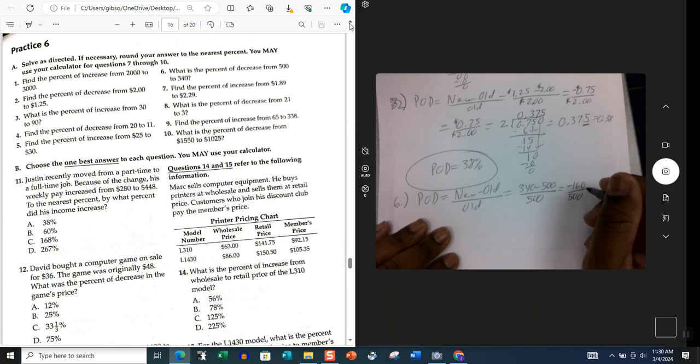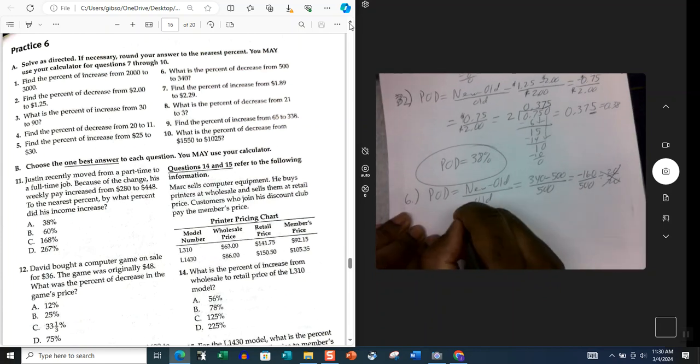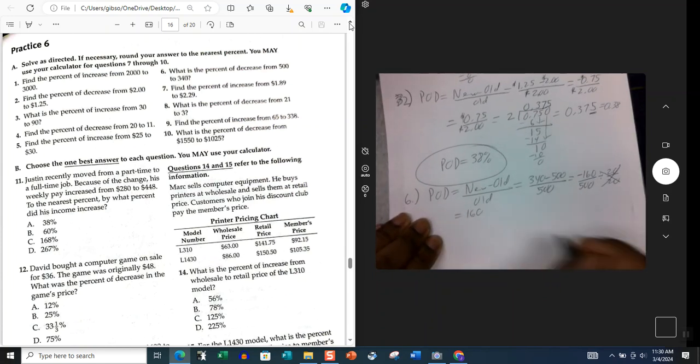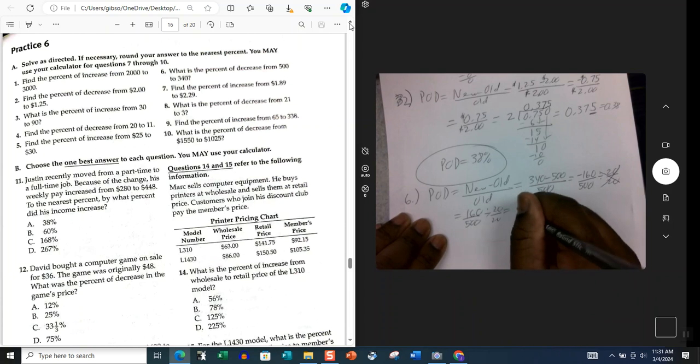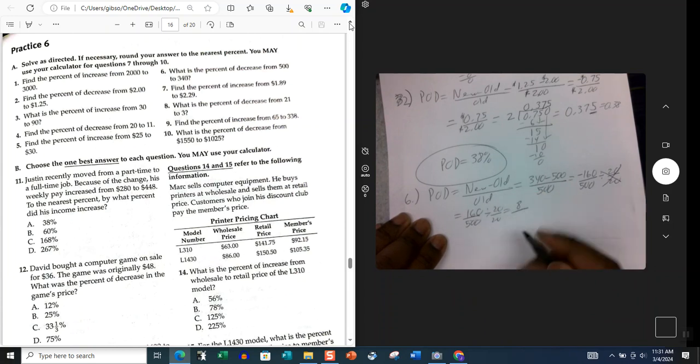both of these by, let's do 20. We could divide both of these by 20. Well, first, you know what? Let me drop the negative sign first. So it'll be 160 over 500. We divide both by 20. And this will give us 8 over 25.